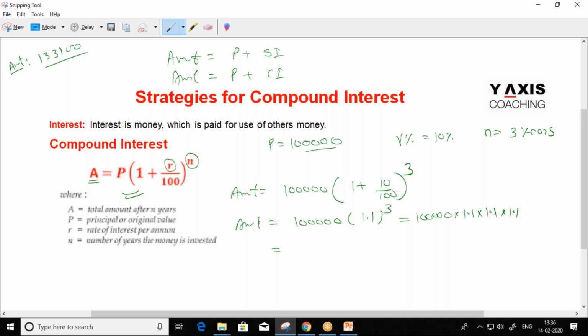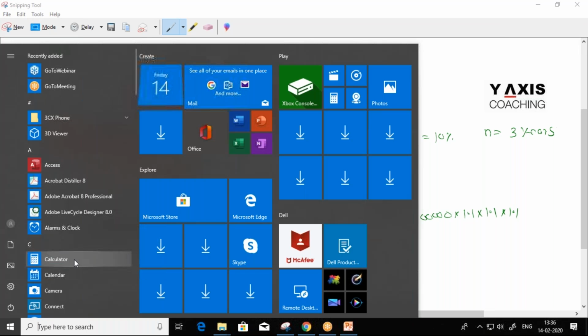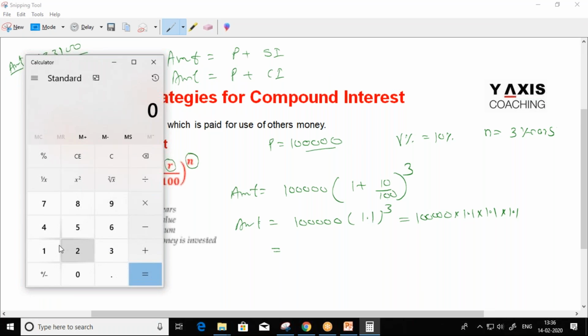A few competitive tests allow us to use a calculator, like GRE, like SAT. Of course, GMAT doesn't allow. So if the calculator is allowed, we can use a calculator here. If not, we have to go with manual calculation. In order to save time, I'm going to use a calculator. Let's see how it's going to be.